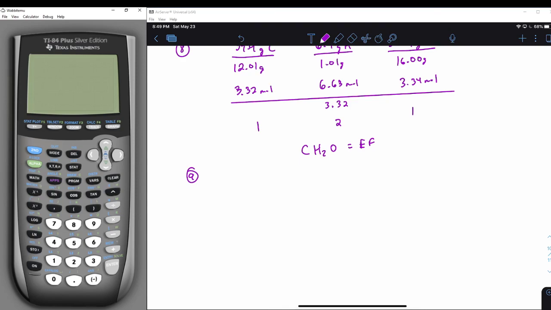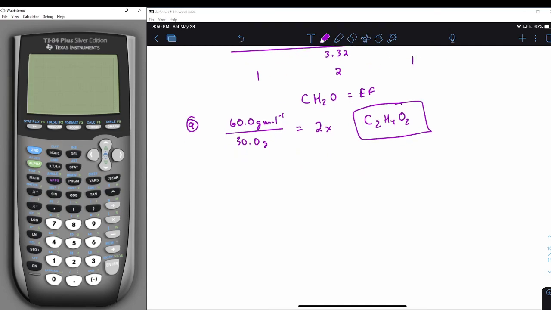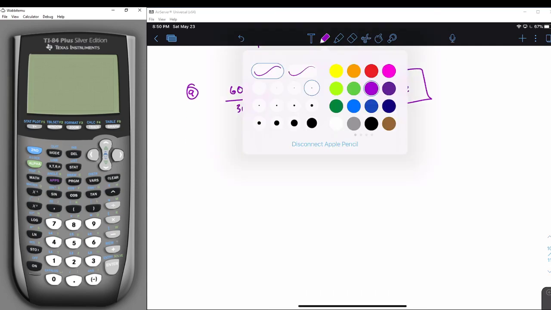But the molecular mass is 60 grams per mole, and the empirical formula's mass is 30 grams. So that means it's 2 times, so it's C2H4O2. Now, I know all of these problems that we have in the review sheet happen to always be times 2 or times 1, but that's not always true. That's a coincidence. Don't just assume that because every single problem on here was times 2 that your answer is going to be times 2.